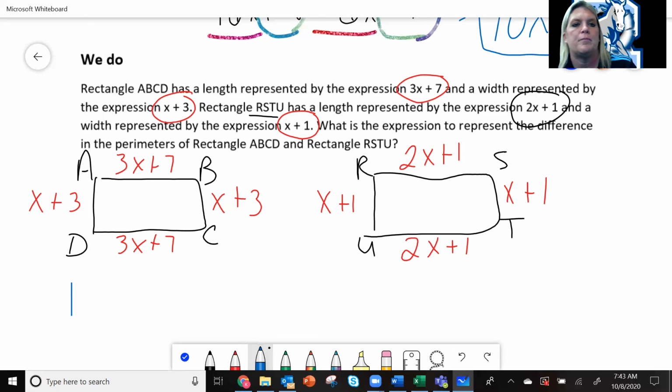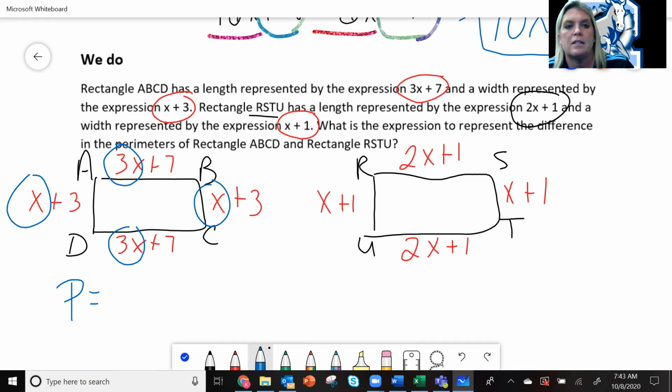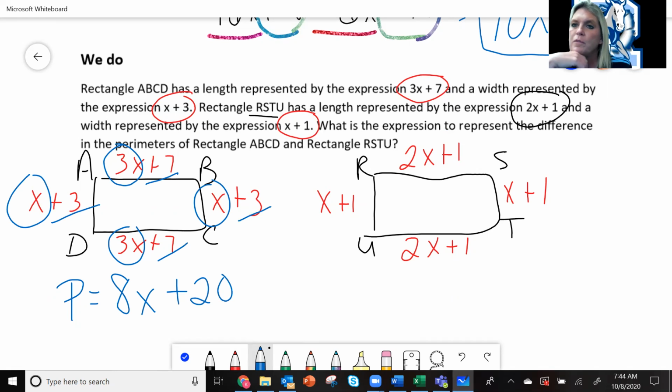So the perimeter, add up all the sides. So I'm going to add up all my x's. Add up all these x's, 3, 6, 7, 8. That is 8x. Then you need to add up the units. 7 plus 3 plus 3 plus 7. That gives me plus 20. So hopefully you found that for the perimeter.